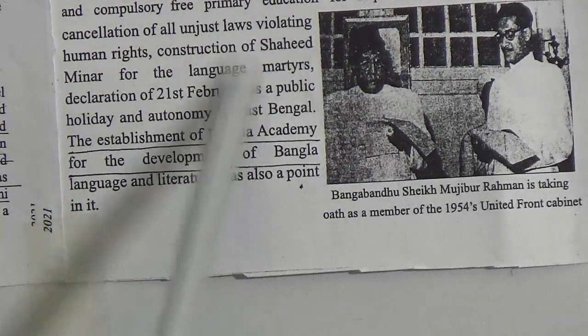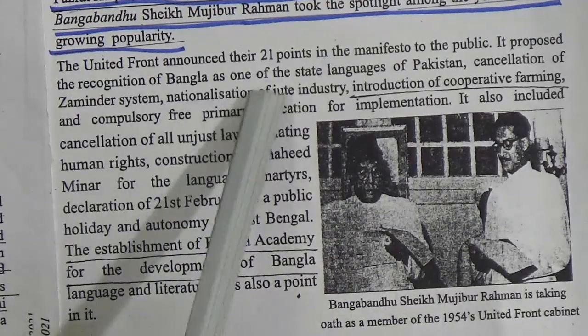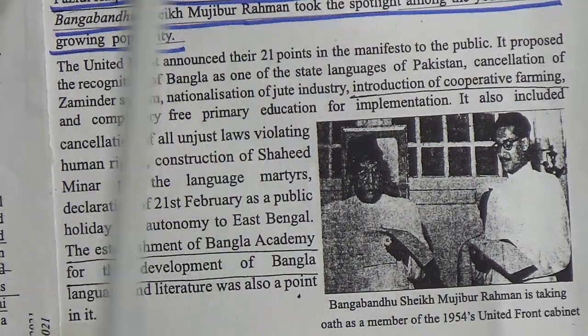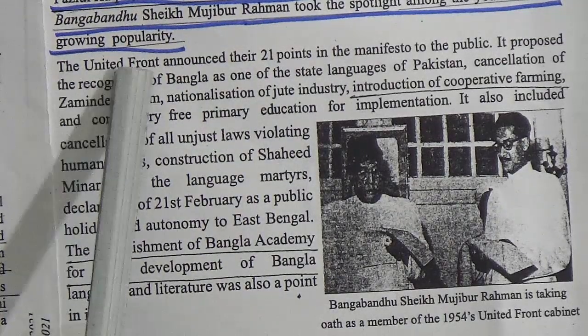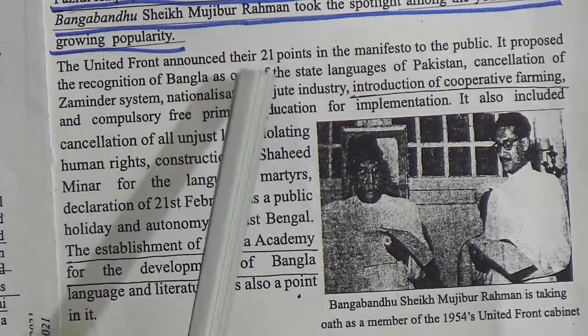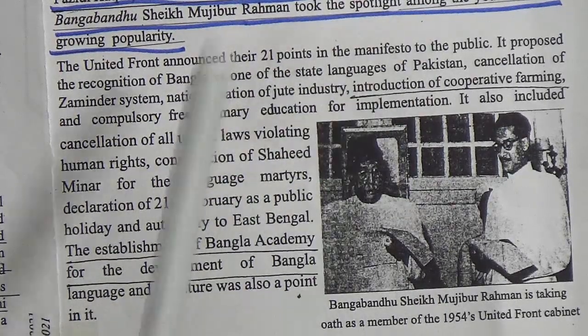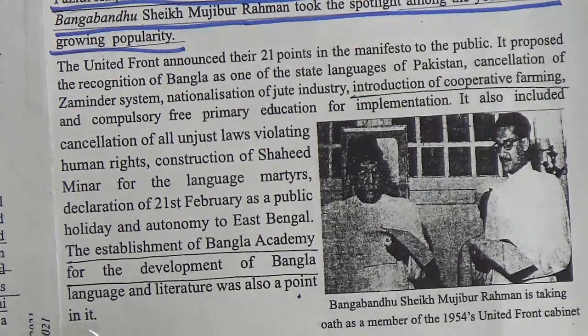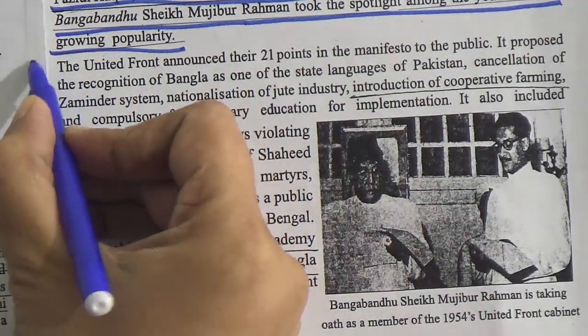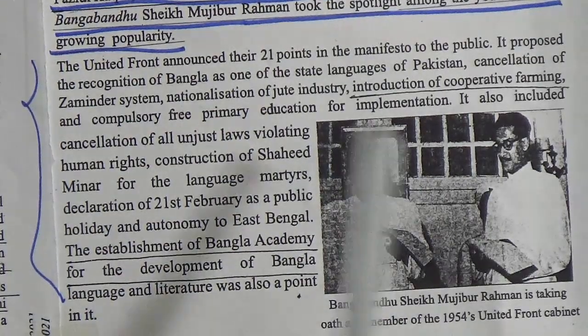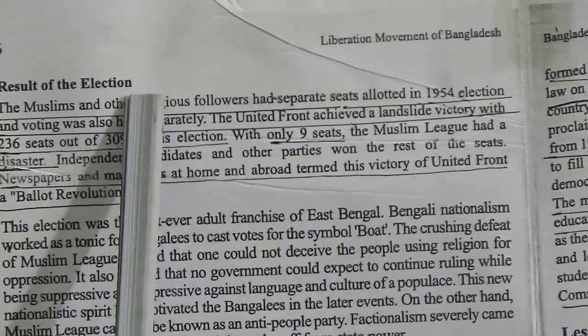So here are described some important points that the United Front announced and placed before the people in 1954. These demands are very important. Now, the result of the election. So what was the result of the election in 1954?